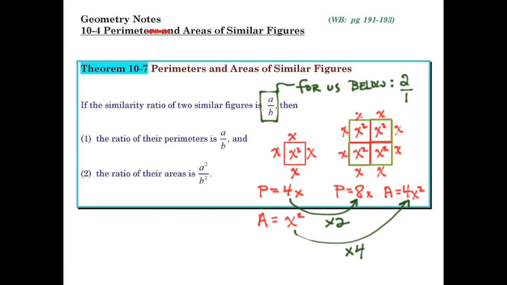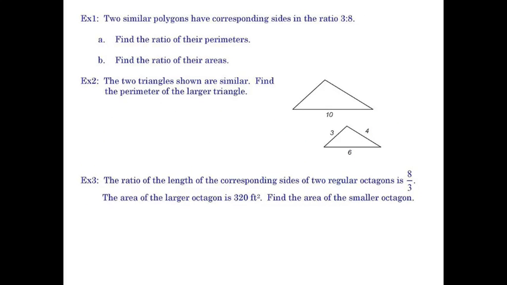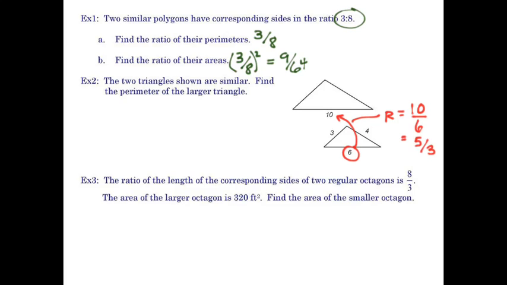So let's look at some quick examples from the classwork. I'm given similar polygons and a ratio of 3 to 8. That's what I need. The ratio of their perimeters is the same, so it's just going to be 3 to 8. The ratio of their areas, I square that value, and I'm going to get 9 over 64. That's it. So that first one is relatively straightforward if I use the properties we just talked about on the other page.